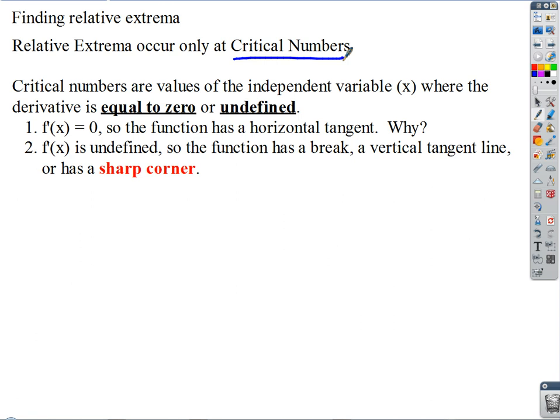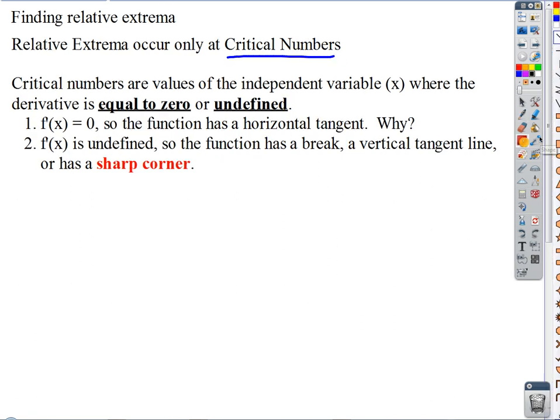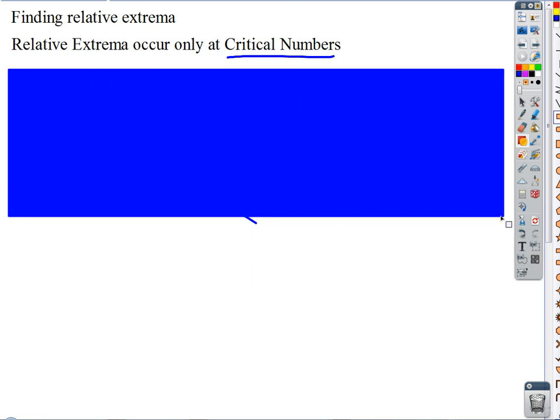Now, relative extrema are peaks and valleys, right? So we want to find peaks and valleys. Think of the kinds of places where peaks and valleys might exist. Where might peaks and valleys exist? Let's do this real quick so we can just think about this on our own for a second.